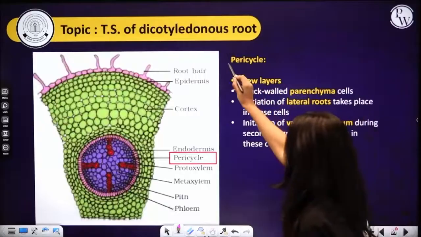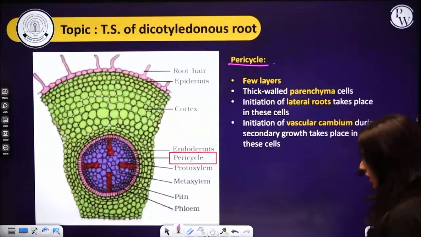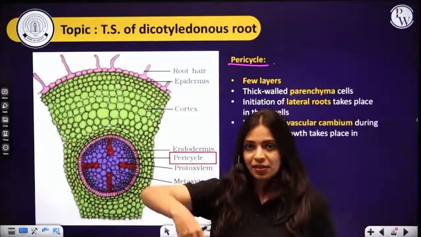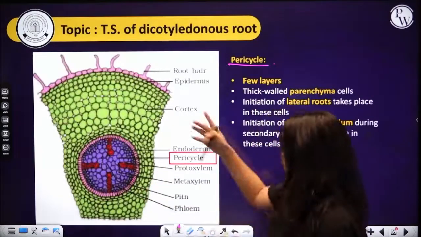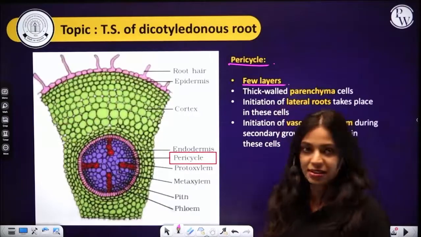Now let's talk about the pericycle. Pericycle is the layer of cells that is found below the endodermis. Okay, so in roots, it may be a few layers in thickness.